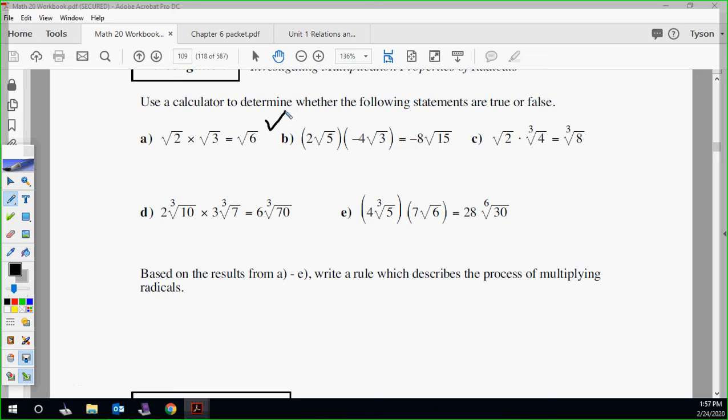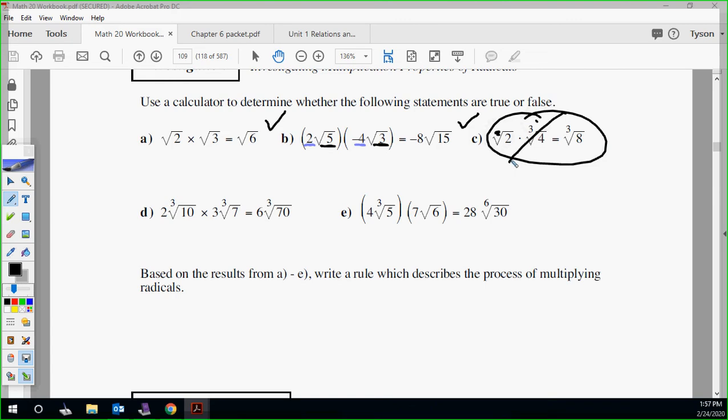Now you have to think about this also as kind of like terms. Multiply the coefficients and then multiply the radicals. So 2 times negative 4 is negative 8. Root 5 times root 3 is root 15. So that one is good. What do you think's wrong with C? Yeah, different indexes. So this one's not good.